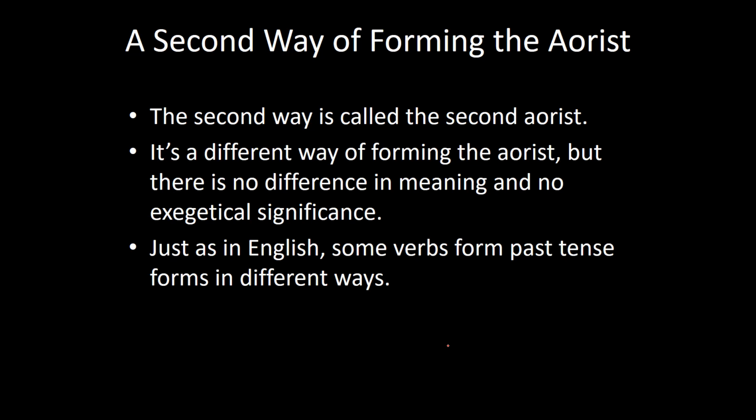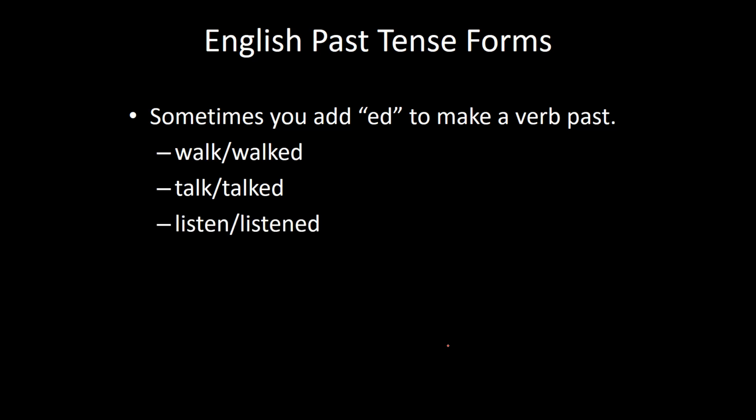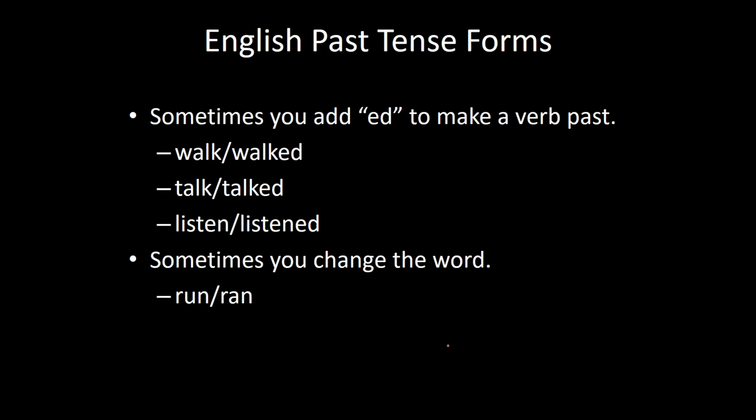Because in English, we form the past tense in different ways. Sometimes in English, you put an ed on the end of a verb to make it past tense. The past tense of walk is walked. The past tense of talk is talked. The past tense of listen is listened. Sometimes in English, you change the word. So run, you don't say runned, you say ran. In speak, you don't say I speaked to the boy, you say I spoke. Instead of write, we don't say righted, we say wrote.